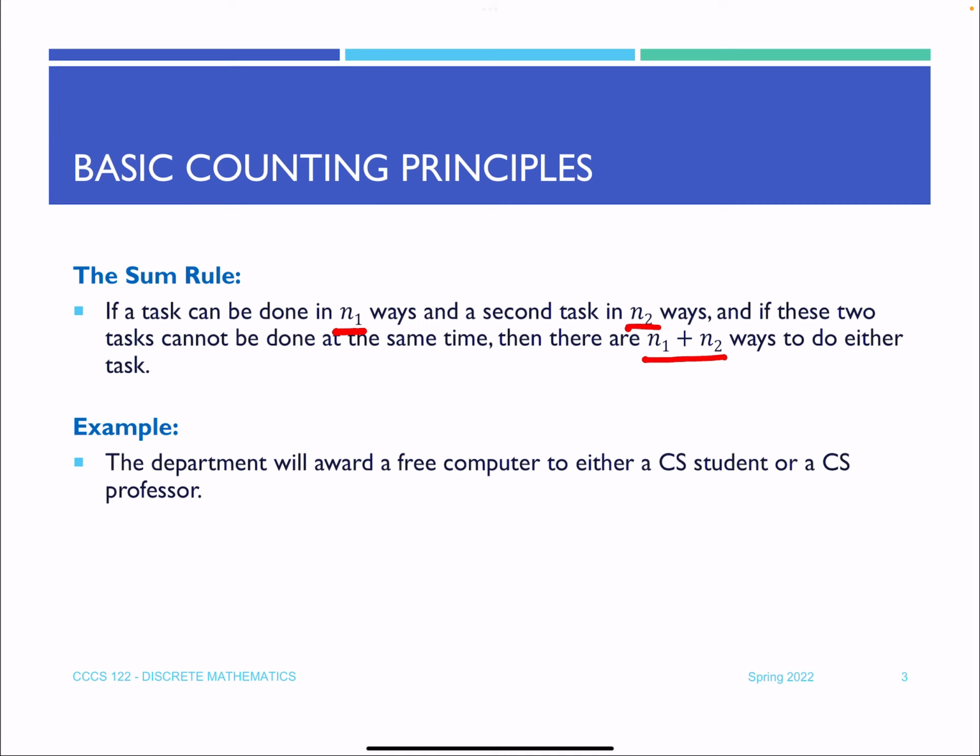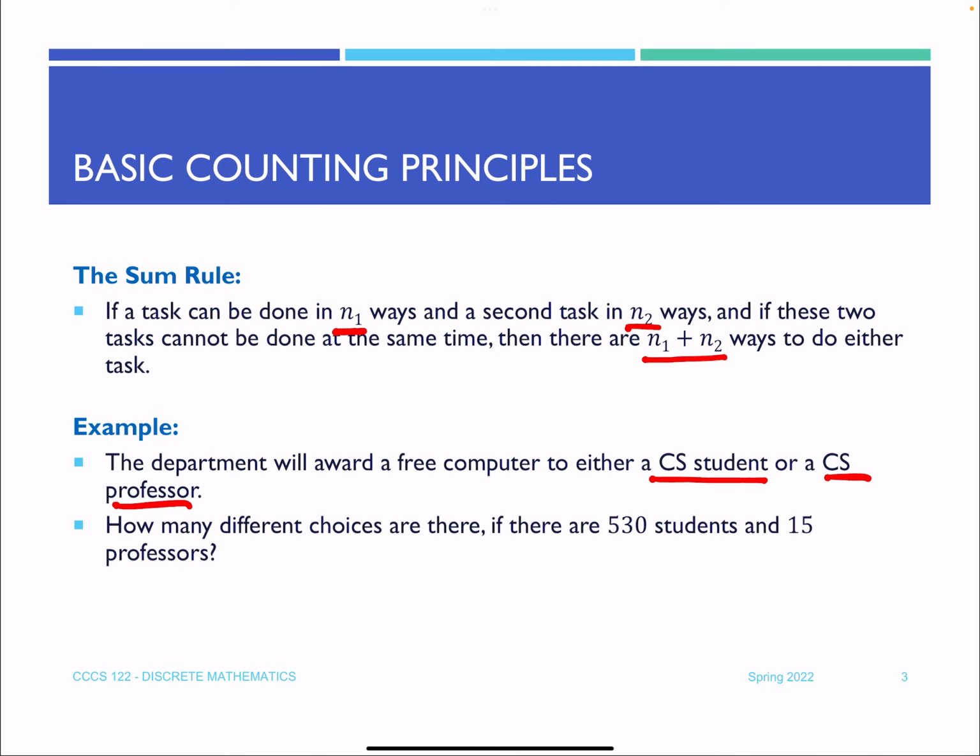As an example, we have a department that has a free computer to give away to either a computer science student or a computer science professor. There's only one computer. You can select a CS student or a CS professor. Let's say there are 530 students to choose from, and on the other side, there are 15 professors to choose from. We can give the computer to a student or a professor.